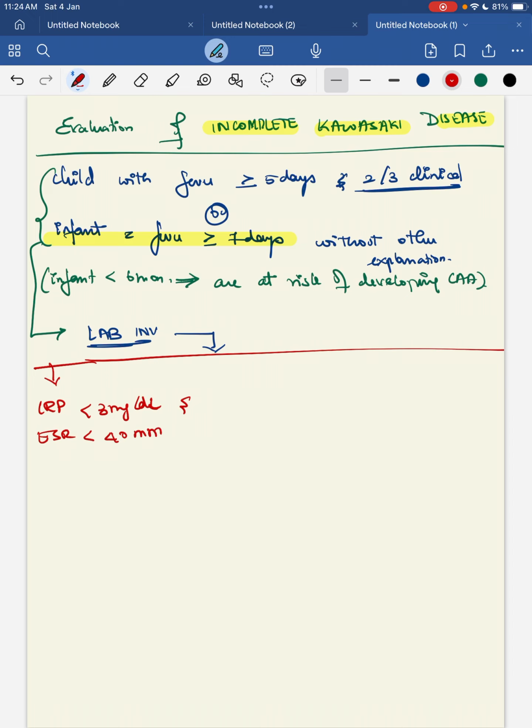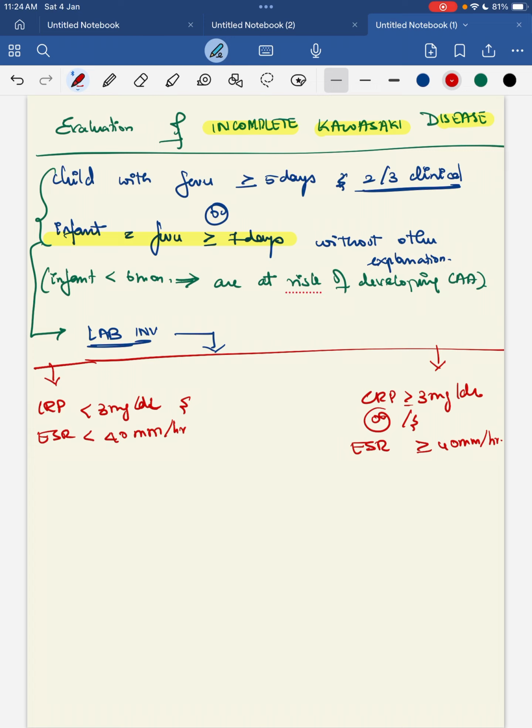So you have to classify the child whether the CRP is less than 3 or more than 3. If the child is having a CRP or ESR of more than 40, then you will go on with the other investigations. In other investigations, if 3 or more lab findings, which I am going to tell, come to be positive, then you are going to treat the child with your IVIG.